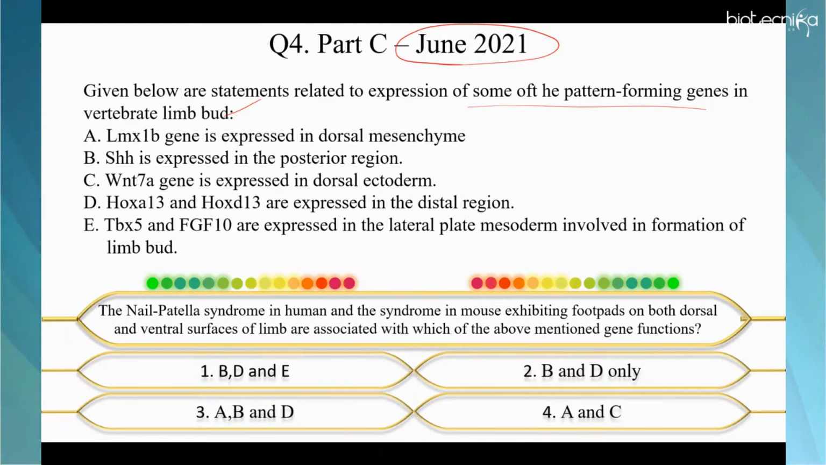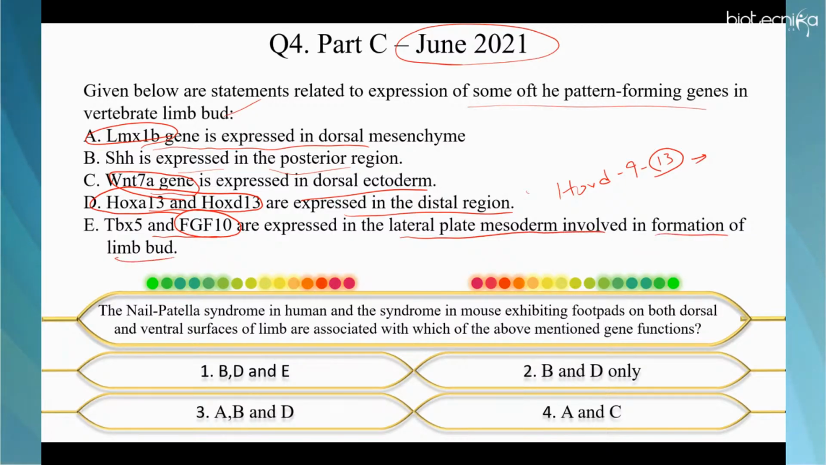Yes. So the statements are: LMX1B gene is expressed in dorsal mesenchyme, SHH is expressed in the posterior region. Just now we saw where SHH is expressed, okay? And you should know what this LMX1B gene is. And WNT7A, just now we saw whether it is expressed in dorsal ectoderm or not. So that also you should know. And HOXA13, HOXD13, they are expressed in the distal region. Just now I said you have some HOX genes, that is HOXD9 to 13. That means 13 will be at the most distal region, right? TBX5 and FGF10 are expressed in the lateral plate mesoderm, involved in the formation of limb bud.